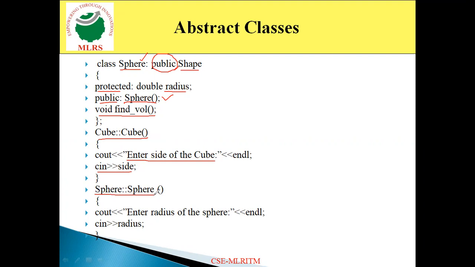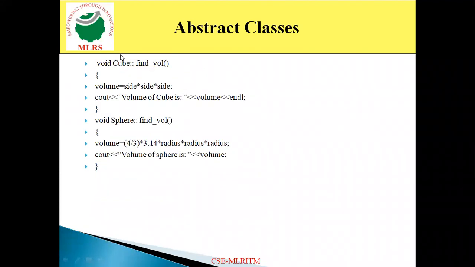Then I define the constructor sphere::sphere. In this function I simply ask to enter the radius of the sphere, and through cin I enter the radius. Then come to the next one, where we find the value. To find the value of the cube, I use void cube::find_value, because this find_value is a function in the cube class. To calculate the value of the cube, I use the formula side into side into side. The result is stored in the volume variable, and I print the volume of the cube on the output screen.